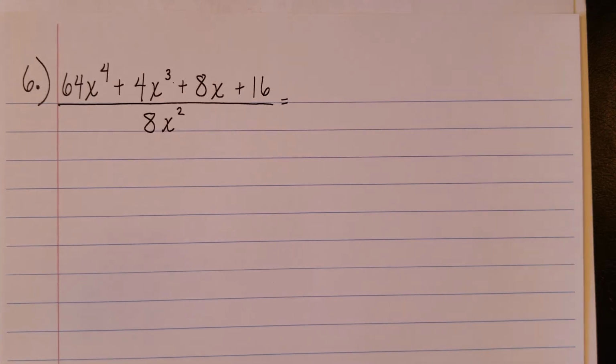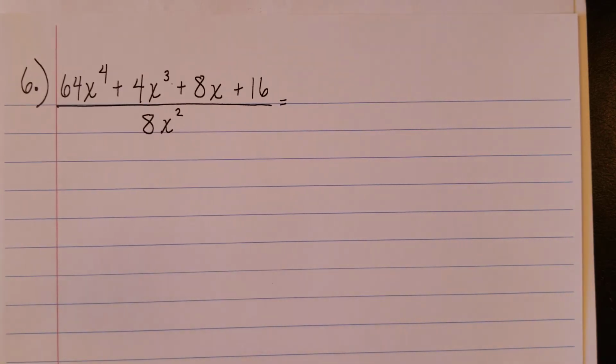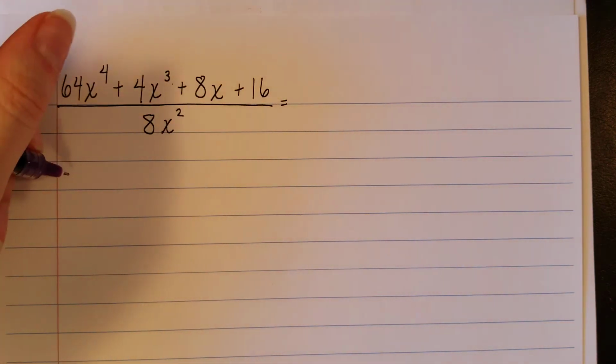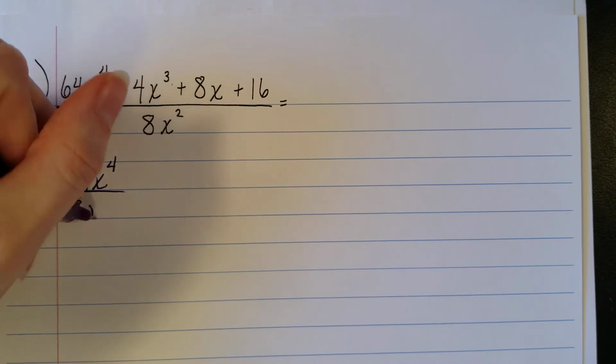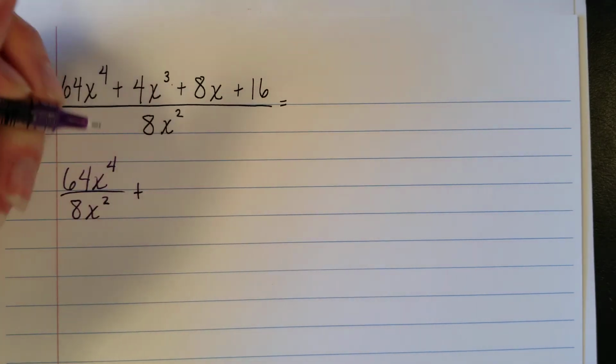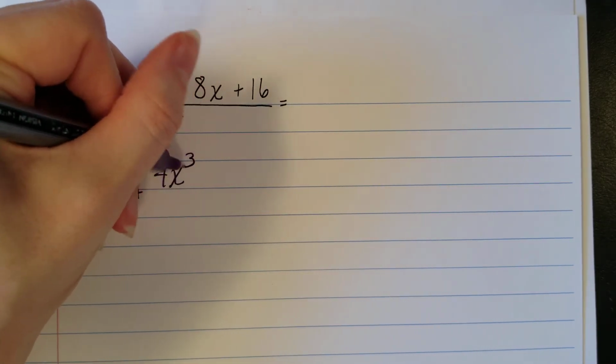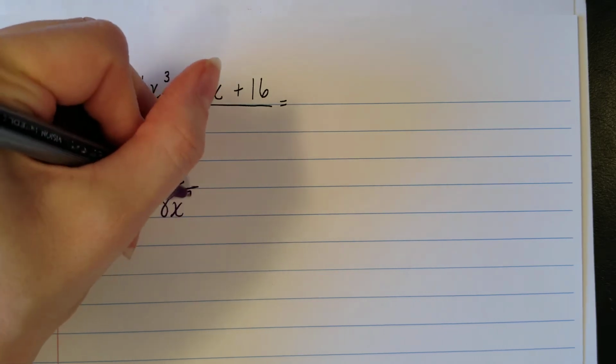Number 6. So 64x to the fourth over 8x squared plus 4x cubed over 8x squared plus 8x over 8x squared plus 16 over 8x squared.